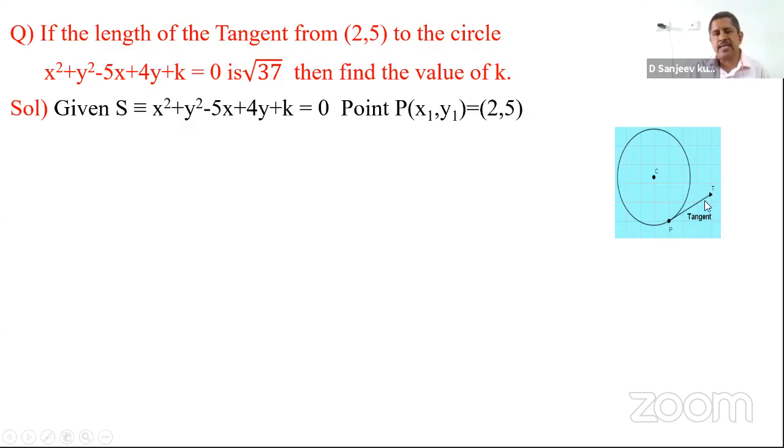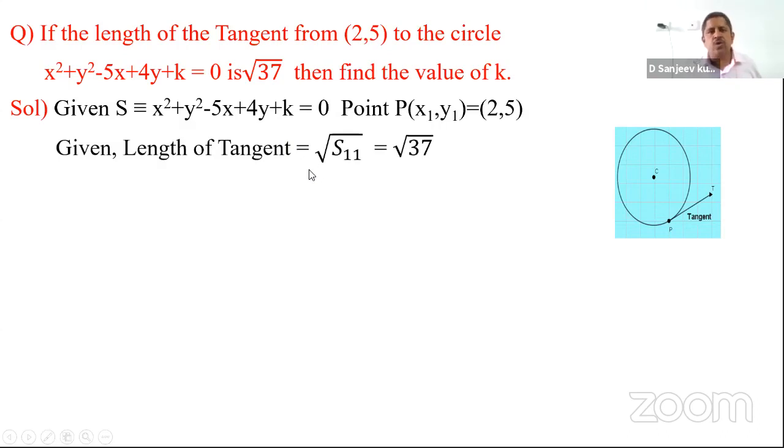So you have a tangent here. This length is given as root 37, and this point is given as (2, 5), and the equation of the circle is given with unknown k. So we know the length of the tangent formula is square root of S11. So square root of S11 is equal to root 37. You just remove the squares, squaring on both sides, and you get S11 is equal to 37.